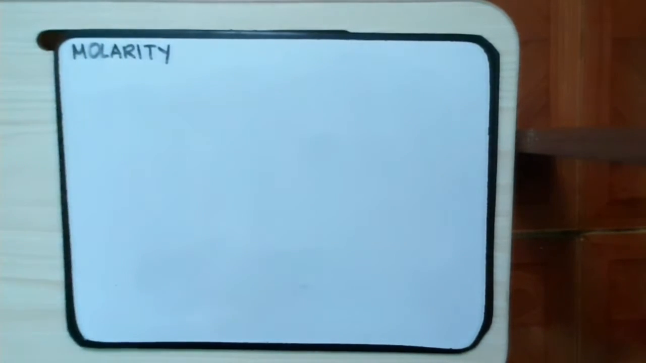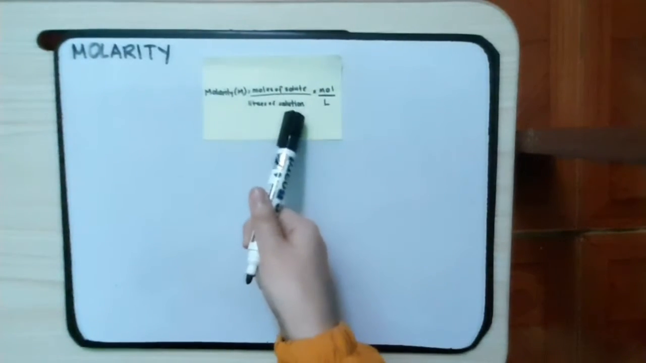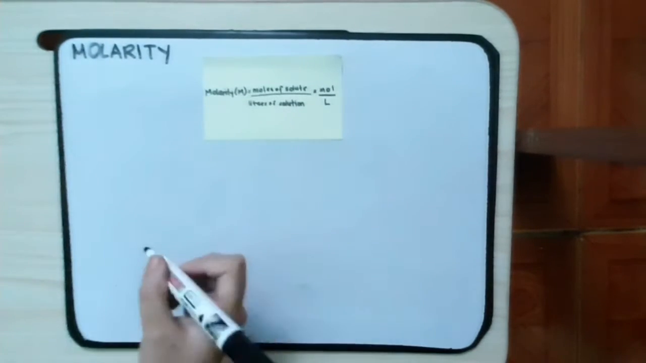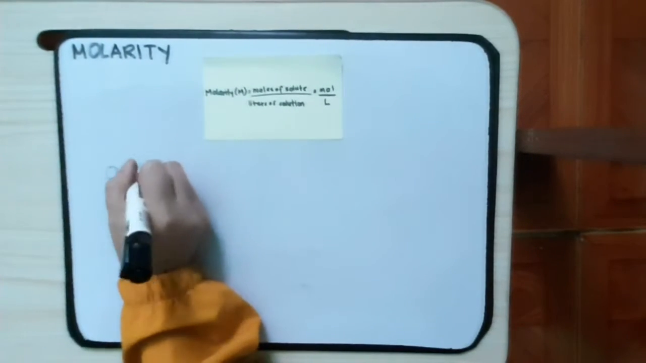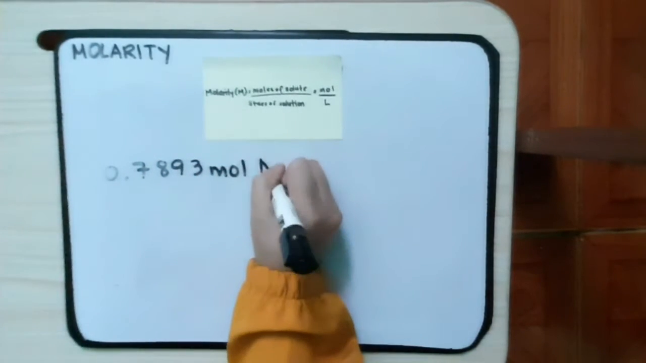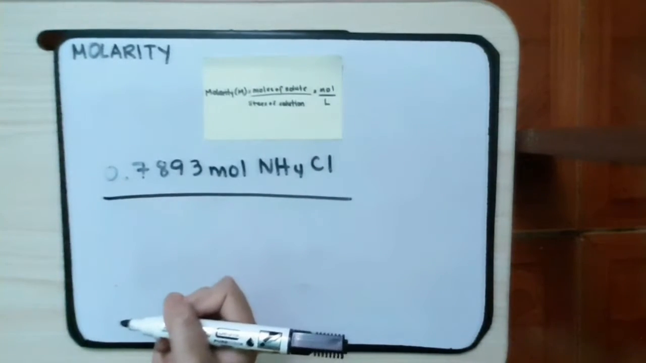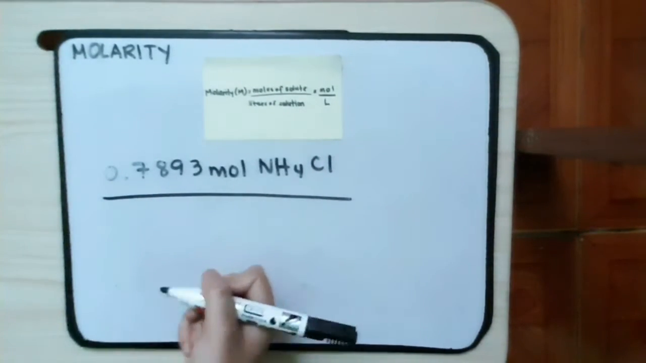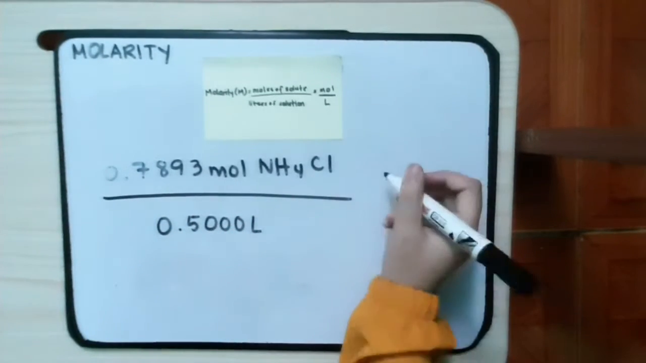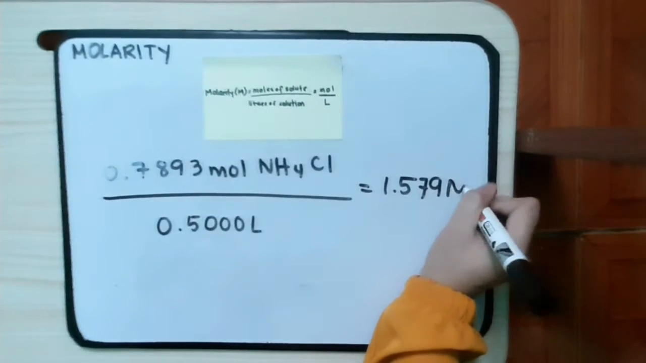So using the molarity formula, molarity, denoted as M, is equal to moles of solute over liters of solution. So we will have, from the equation earlier, 0.7893 mole NH4Cl over our volume, which is 500 mL. Converted into liters, we will have 0.500 liters. Calculating this, we will have 1.579 molarity, or M.